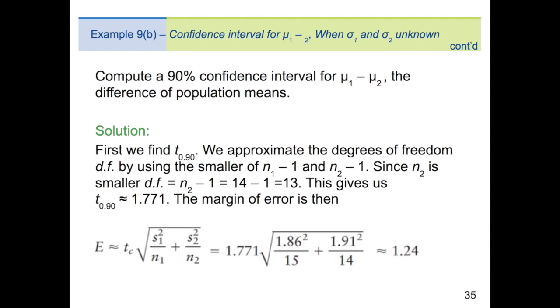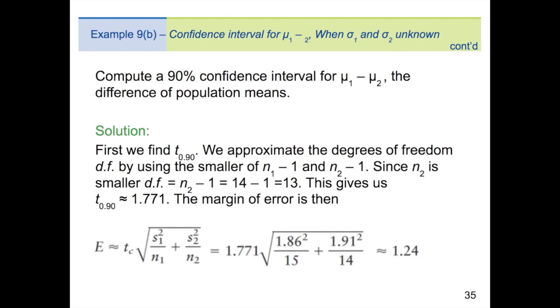Compute a 90% confidence interval for mu sub 1 minus mu sub 2, the difference of population means. First, we find t sub 0.9, so the critical value at 90%. We approximate the degrees of freedom. As I said before, you take the smaller of the two n minus 1s. Since n sub 2 is smaller, the degrees of freedom will be 14 minus 1, which is 13. This gives us a critical value of 1.771.